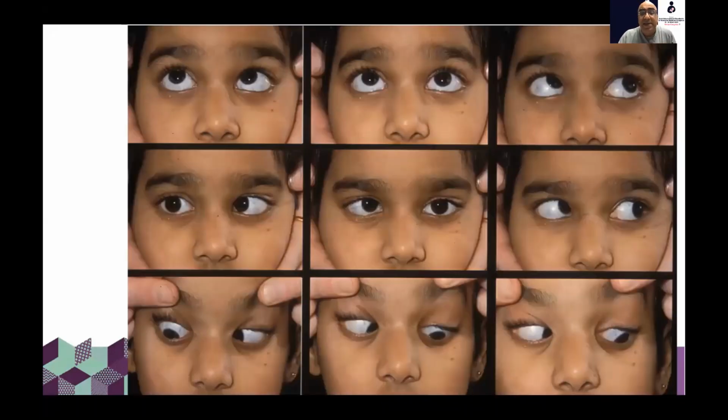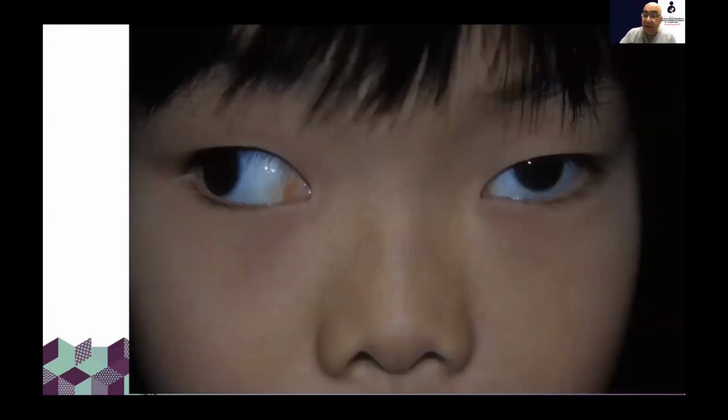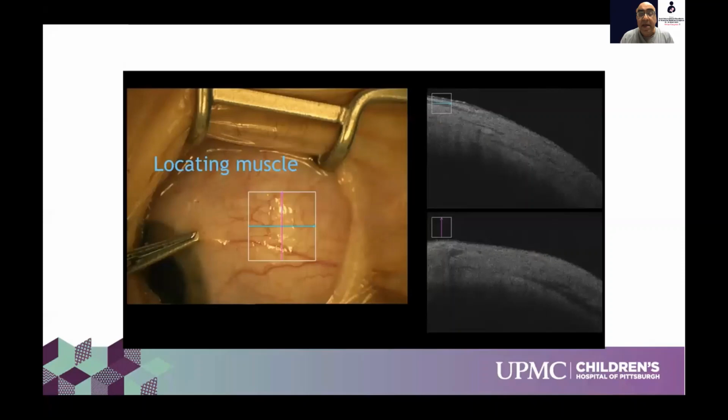Strabismus is when the eyes are not aligned, and this is very common. What I want to show you is that sometimes we get strabismus where the strabismus has been operated on and it comes back. Reoperations can be difficult. Here's another child who needed a reoperation.